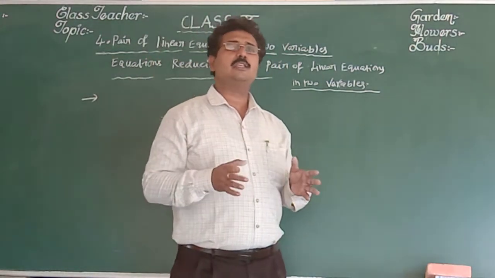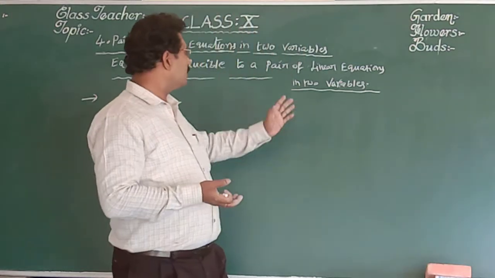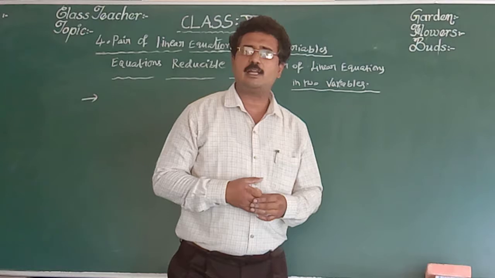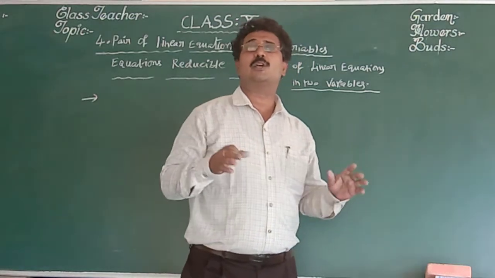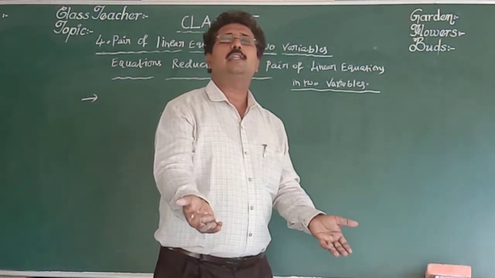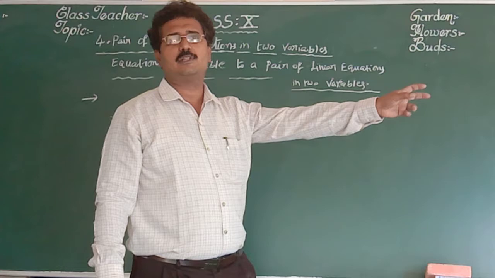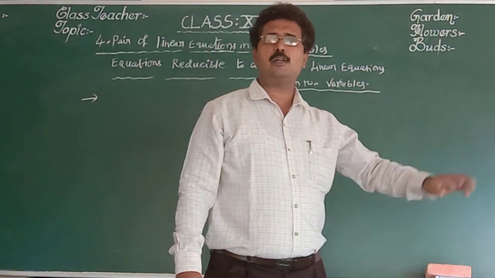So the process is very simple, but try to understand the problem. These are called equations reducible to a pair of linear equations. That means the equations are not direct to solve. So we reduce them into a linear pair of equations, and after that you solve the linear pair with the proper suitable methods.